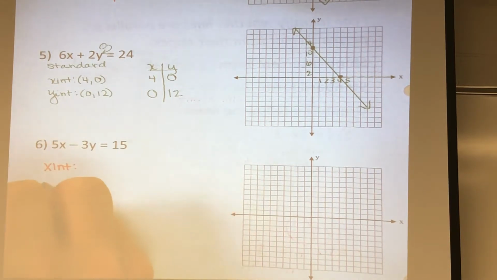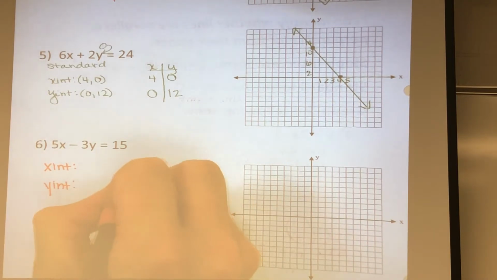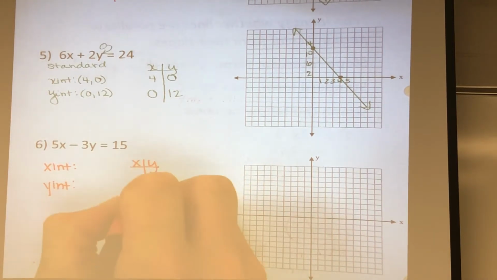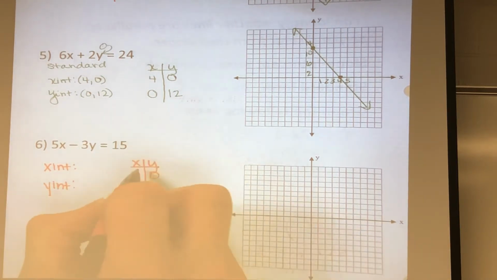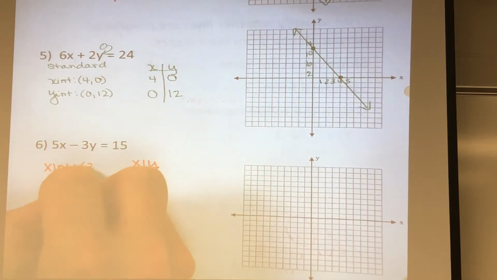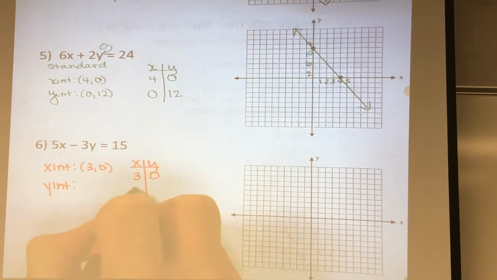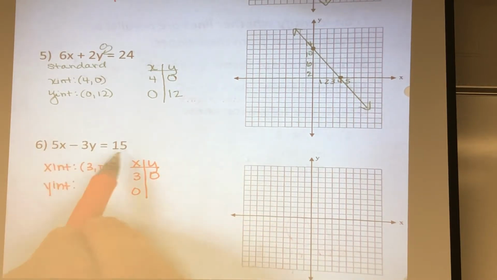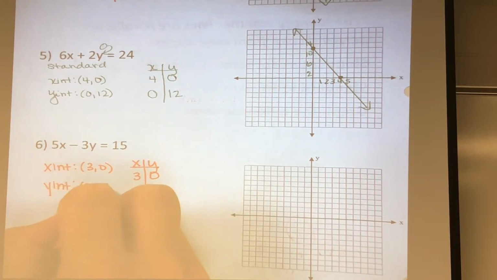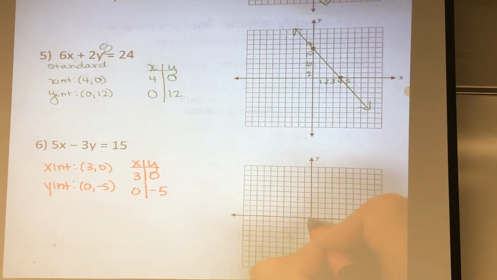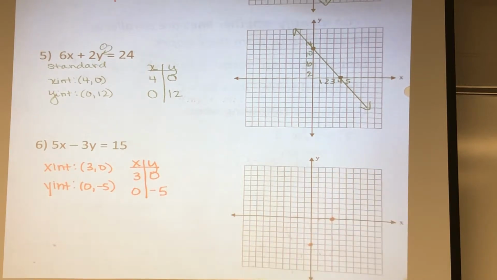We have 5x minus 3y equals 15. You're going to need to find your x-intercept and your y-intercept. So we put a 0 in for y. That gives us 5x equals 15. Divide by 5. Our x-intercept would be 3, 0. Put a 0 in for x. Divide by negative 3. We get negative 5 there. So 0, negative 5. We're going to graph both of those. 5. 1, 2, 3, and then connect.